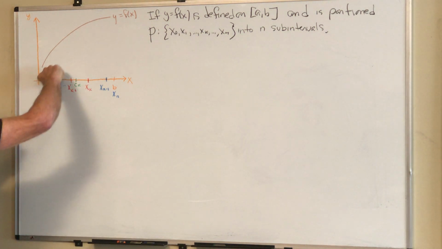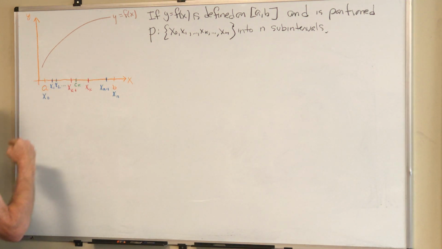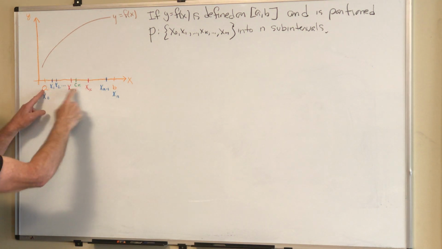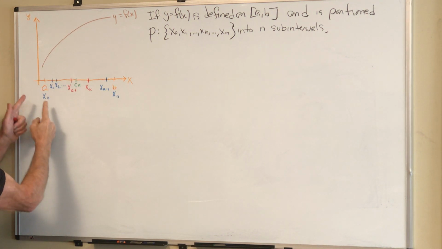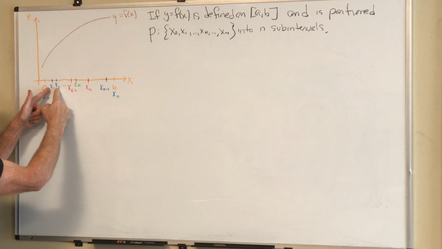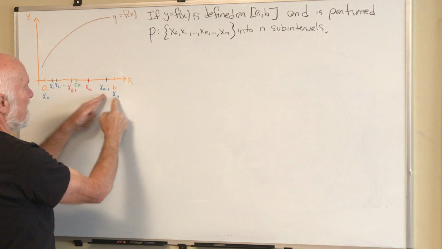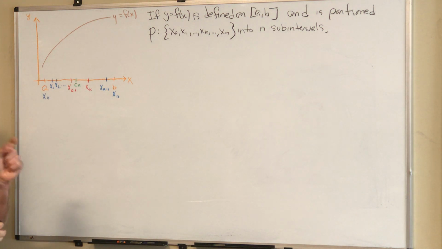I've taken y equals f of x, defined from a to b, that's our domain, and we're taking a to b and dividing it up into n sections, from x0 to x1, from x1 to x2, eventually from x n minus 1 to x n. So there's n subintervals. Each one of those is a subinterval.